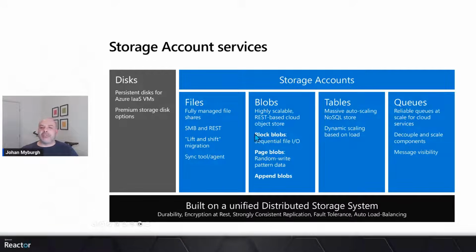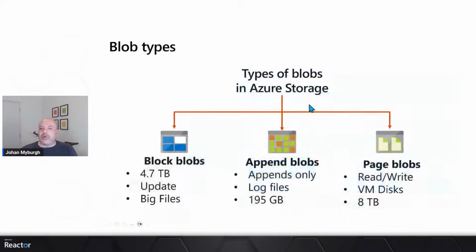So that is the three options we spoke about so far, and this is essentially the elephant in the room here: blobs, right? What about just big files? And for blobs, we can essentially store three types of files, right? We can store block blobs, which are just big files, right? And you can see there up to 4.7 terabyte in size.